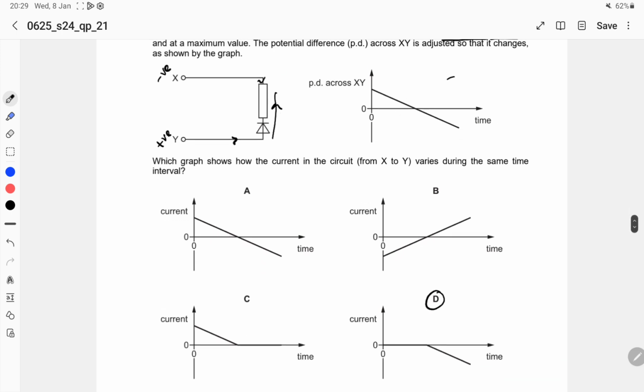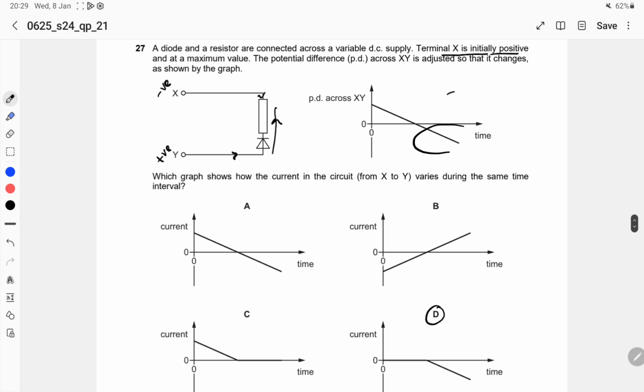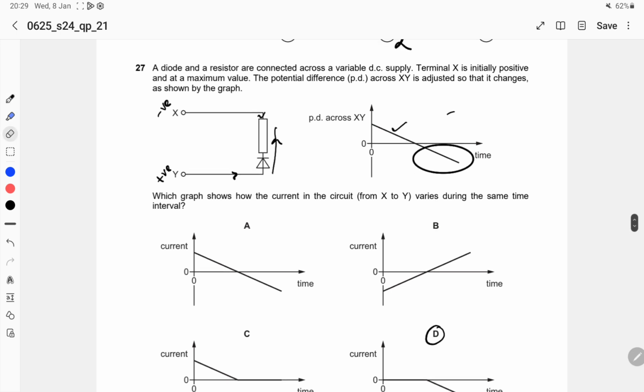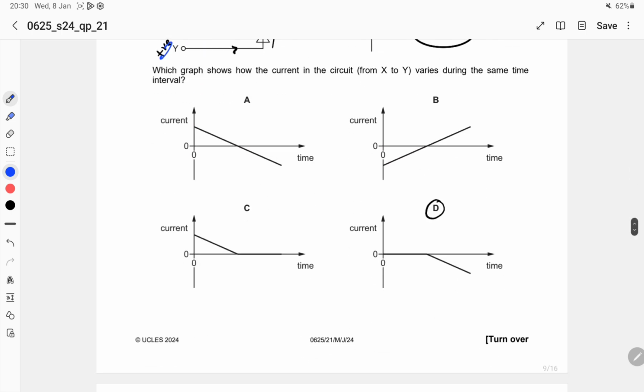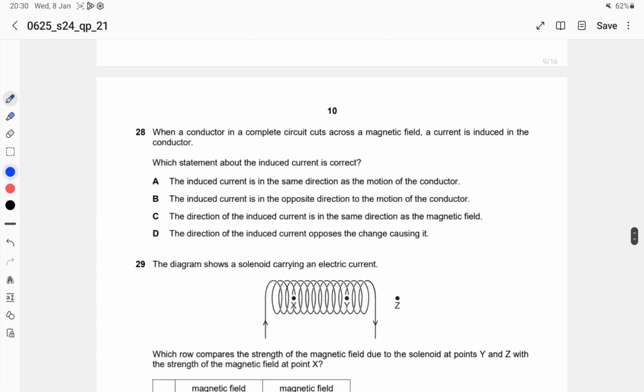So even if you cannot figure out what's happening here, you can actually make out the answer just by looking at this. It's this line over here that is my keyword. Terminal X is positive. So when initially your terminal X is positive, this is negative, reverse bias, current should not flow. So that is why the answer has to be D.